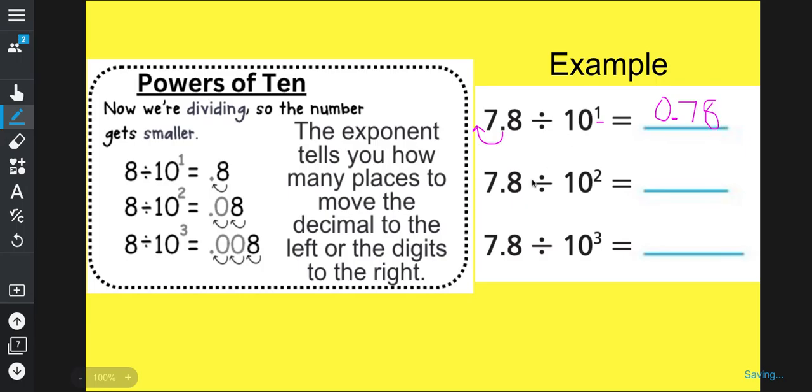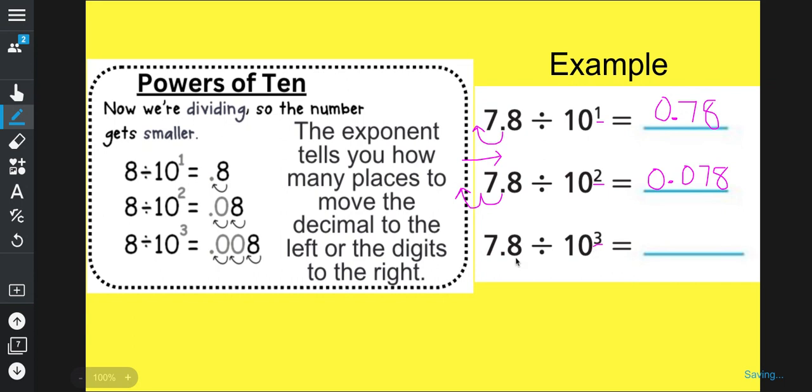In this text, in this curriculum, they like to say move the digits. So we are going to be moving the digits this time 2 spots. And since we moved the decimal 2 spots to the left, we moved the digits 2 spots to the right. And we would get an answer of 0.078. So again, whichever way you move your decimal, the digits move the opposite direction.